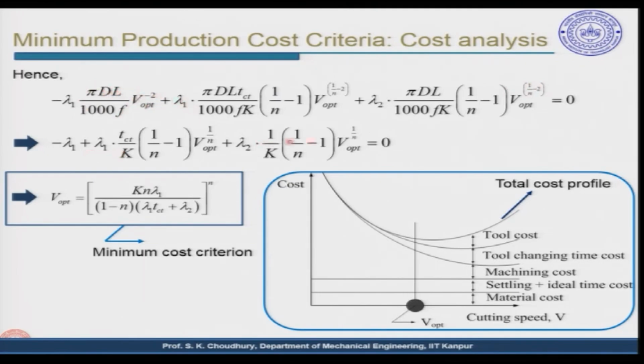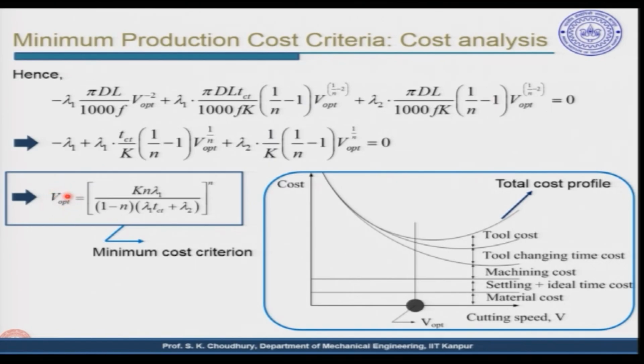So, this is equal to 0, and if we solve that equation, we will find that V optimum is equal to K n lambda 1 divided by (1 minus n) times (lambda 1 tc t plus lambda 2), to the power n. Here of course, K is constant, n is constant, and those constants are coming from Taylor's tool life equation. These constants will depend on the combination of the tool and the workpiece material of course. So, therefore, this is the minimum cost criterion, and as per the minimum cost criterion, this is the optimum value of the cutting velocity.